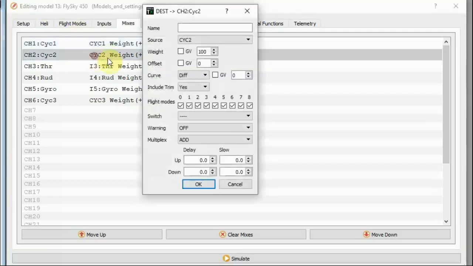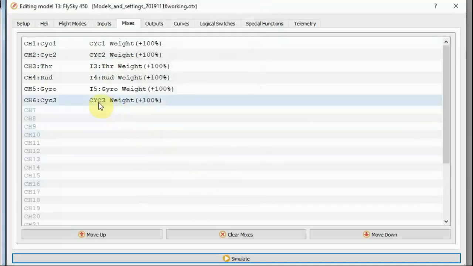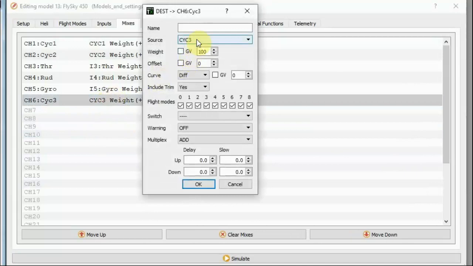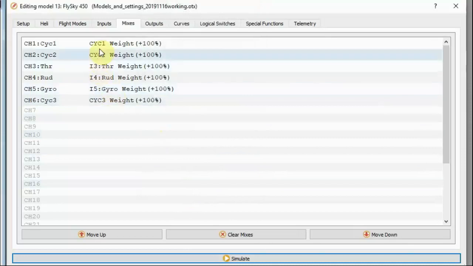And then this second line is dependent on cyc 2, so this is the output from the heli page designed to drive the second cyclic servo. And down on channel 6 I've got cyclic 3, which is the output designed to drive the third cyclic servo. This is assuming, because these are going on channels 1, 2 and 6, that my actual cyclic servos on the receiver on the helicopter, which they are on this particular helicopter that I'm programming for, are connected to channels 1, 2 and 6.